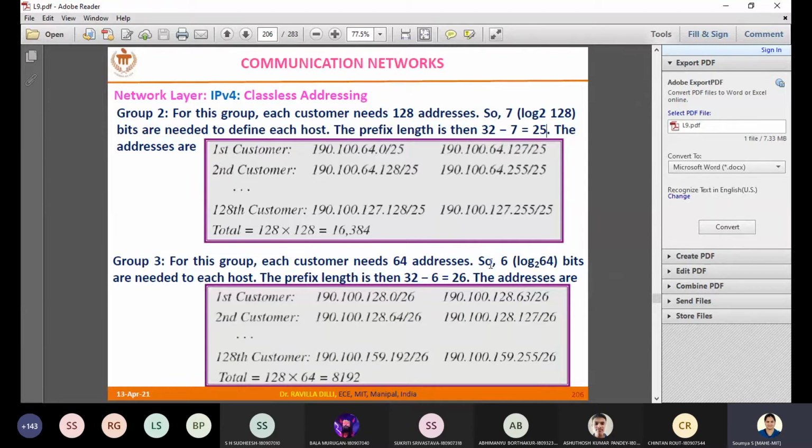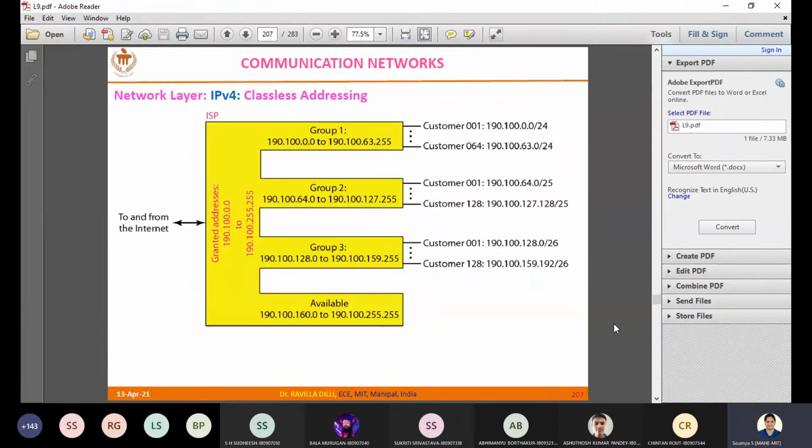So here it will be log of 64 to base 2, which will be 6. Therefore 32 minus 6 will be equal to 26. So the slash n value will be /26. First address will be this, and the last address that the last customer will get will be this. Okay, so this is how you go on doing it. All right.